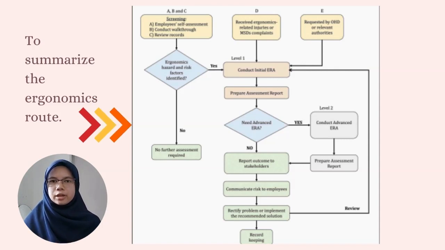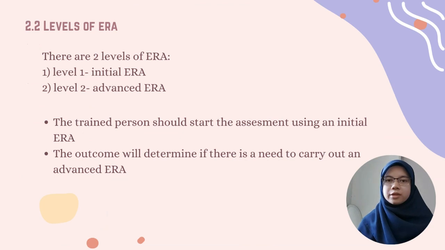Besides, here is the flow and the summary for initiating ERA. By referring to this, it can help you understand more regarding the two approaches, which are the proactive and reactive approach. There are two levels of ERA. Level 1 is initial ERA, which will be further explained in sub 3. Level 2 is advanced ERA, which will be further explained in sub 4. In addition, the trained person should start the assessment using an initial ERA. Then, the outcome will determine if there is a need to carry out an advanced ERA.